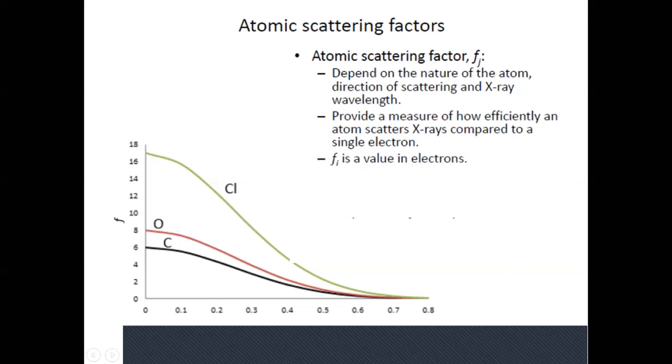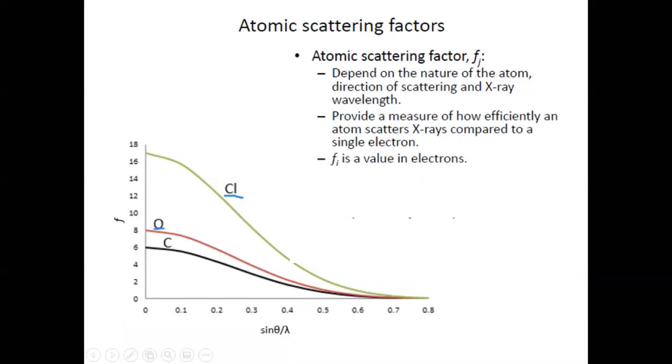So for example, on this graph, we see we have chlorine, oxygen, and carbon. And you'll notice that chlorine's F value is a lot greater than oxygen and carbon because chlorine has more electrons than oxygen and carbon. At the bottom, we see the sine theta over lambda. The further you go out on sine theta over lambda, the higher the 2 theta data you're getting. Remember we talked about yesterday, higher 2 theta data gives us better resolution. And so you want your atoms to scatter efficiently at higher 2 theta.